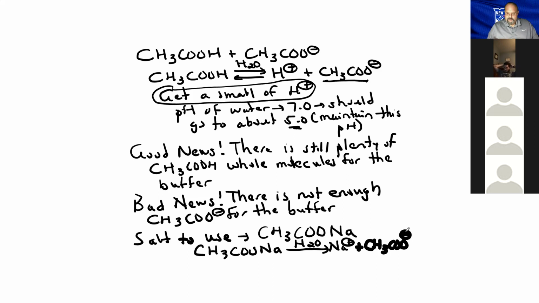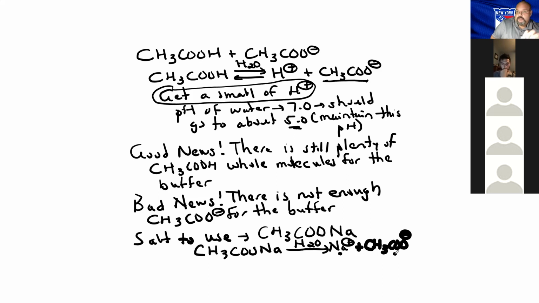And I don't know why it's coming a lot thicker at that point. So yes, Na plus CH3COO minus. I take sodium acetate, I place it in water. The two products are Na plus, CH3COO minus. The key product, of course, is the CH3COO minus. That's the other component of the buffer that I need.